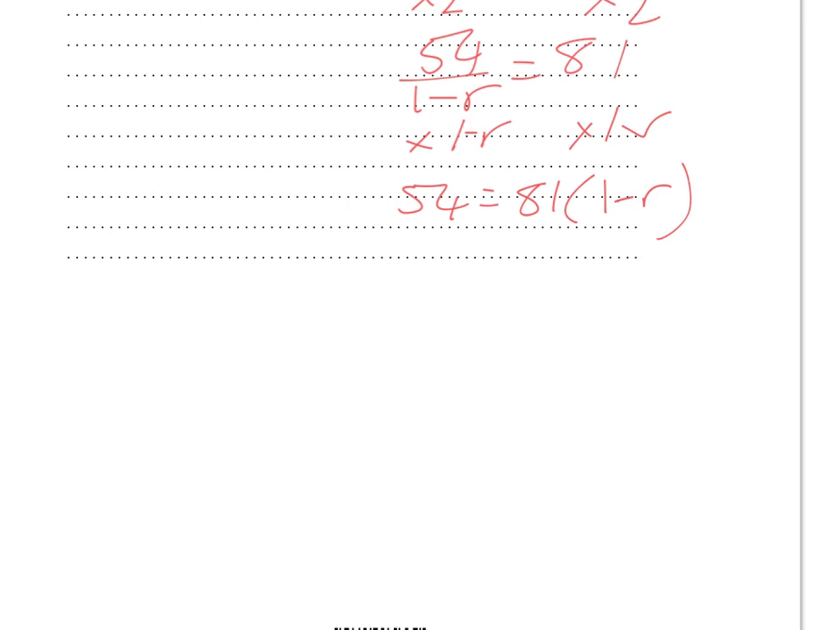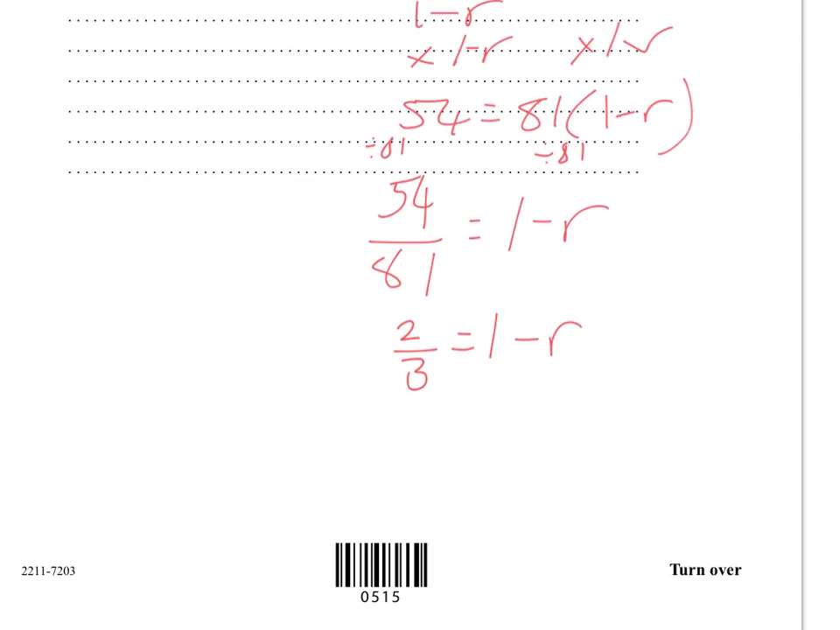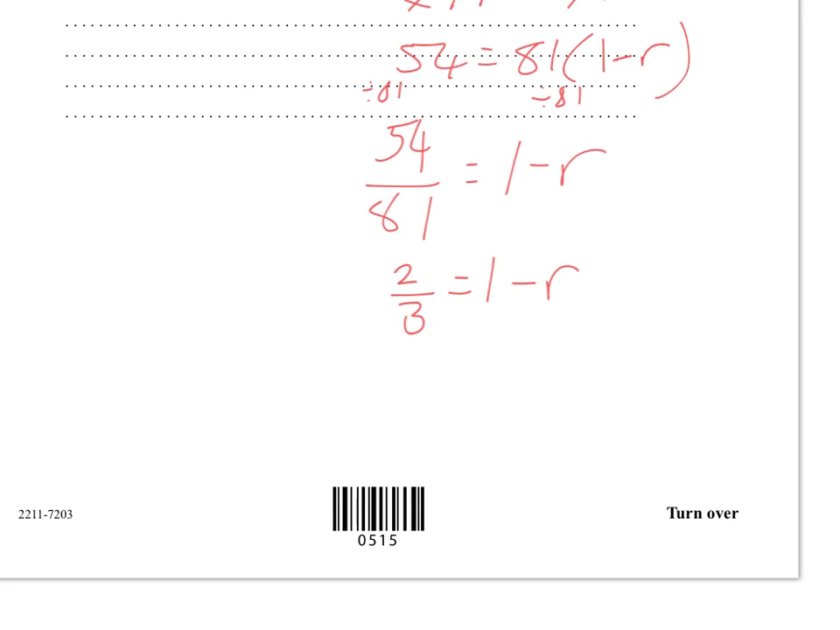And then divide both sides by 81. 54 over 81 is equal to 1 minus r. 54 over 81 cancels down. It's 2/3. It's 1 minus r. 1 minus something equals 2/3, which must mean r equals 1 minus 2/3, which is 1/3. So that's our answer to part A. R is a third.